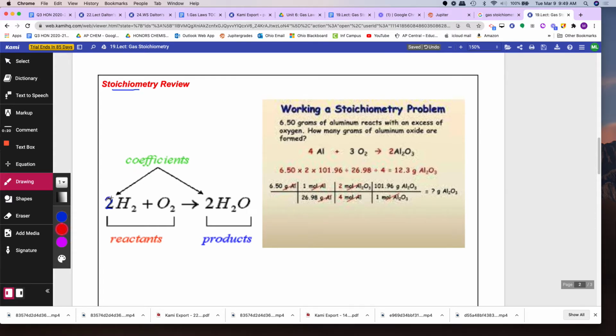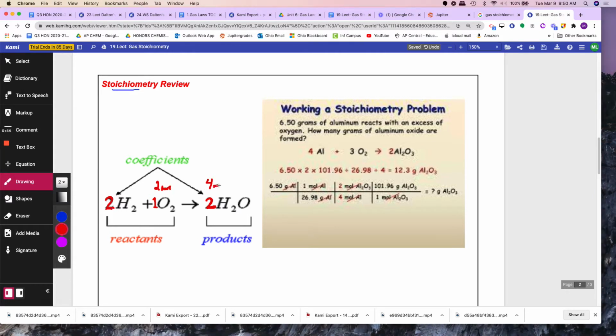So this is a 2. That means if you have 2 of H2, you will make 2 water molecules. If you have 1 O2, you will make 2 water molecules. So if you wanted 4 water molecules, this is a 1 to 2 ratio, so you will need 2 of these. So these are the moles, or the number of molecules.